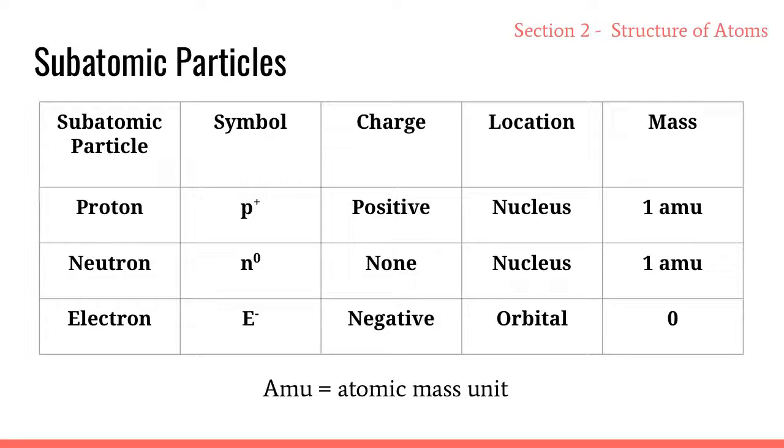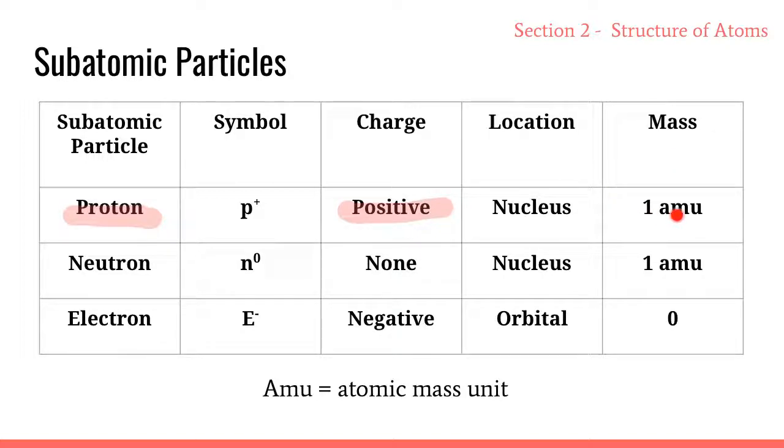This is a nice little table that organizes all 3 of our subatomic particles, our protons, our neutrons, and our electrons. Let's start with our proton. A couple of things that you want to remember is we abbreviate the proton with a P+, and the reason why we do that is because a proton is positive. So if you keep that together, positive proton, that's why we have the plus sign. The protons are located within the nucleus. Remember, that's that central region right in the middle of an atom.